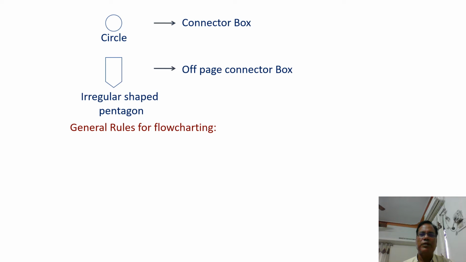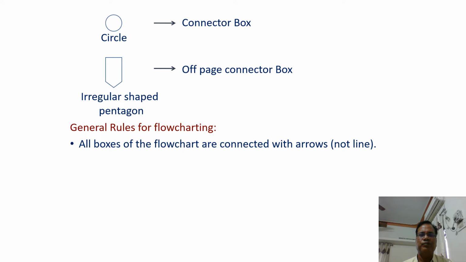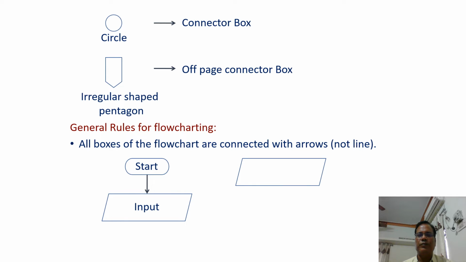Then let us discuss some general rules for flowcharting. All boxes of the flowchart are connected with arrows, not lines. Like the start graphic, the start step is connected to the input process through an arrow. Similarly, the output process block is connected to the end point through an arrow. So all boxes of the flowchart are connected with arrows, not lines.